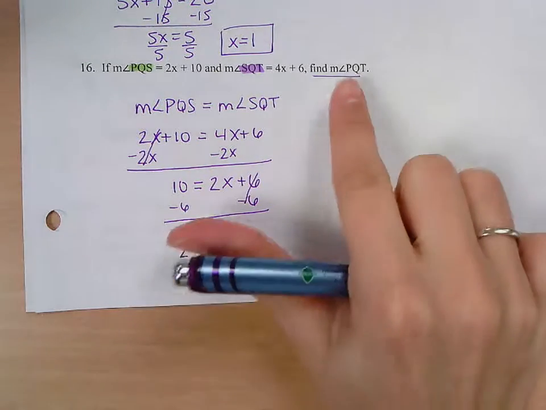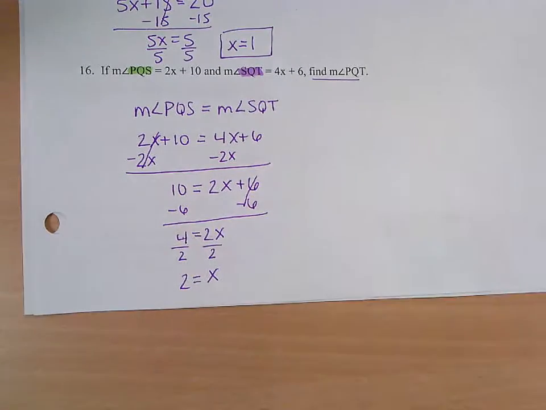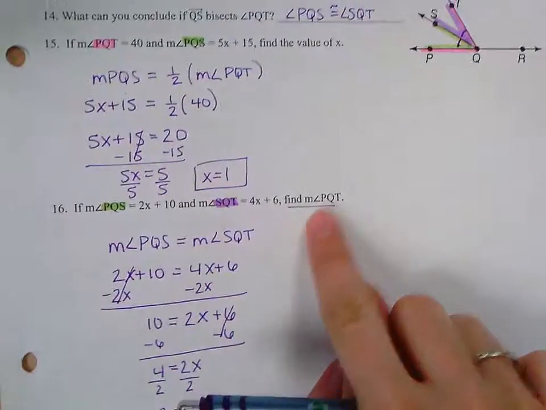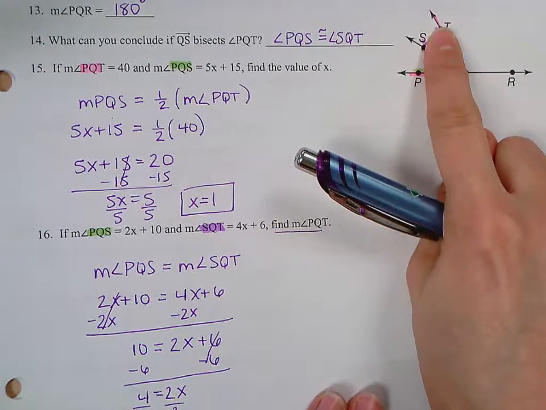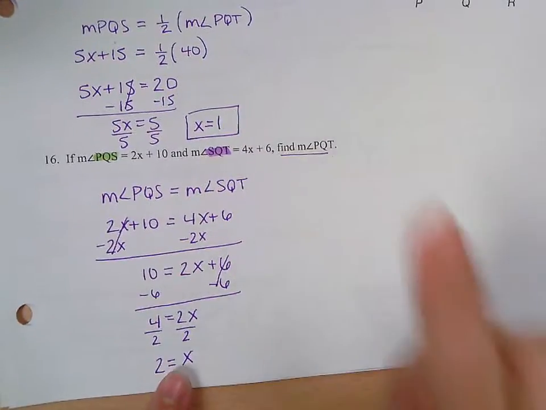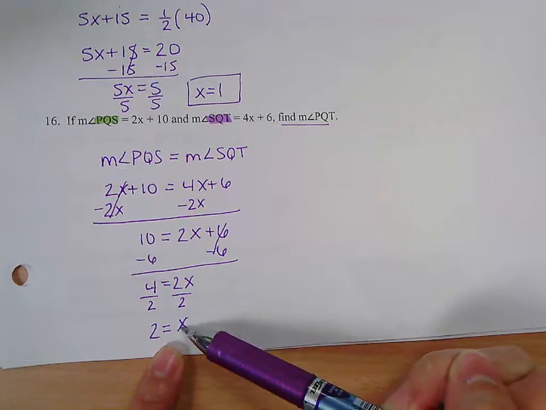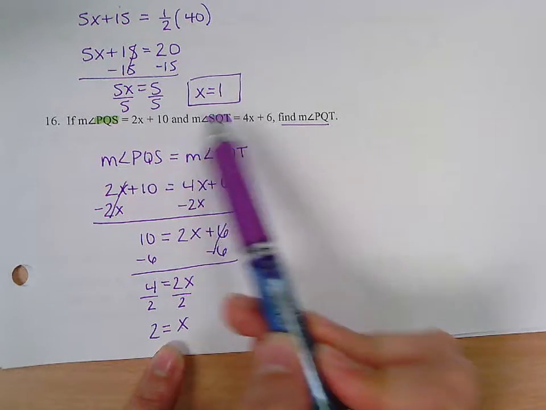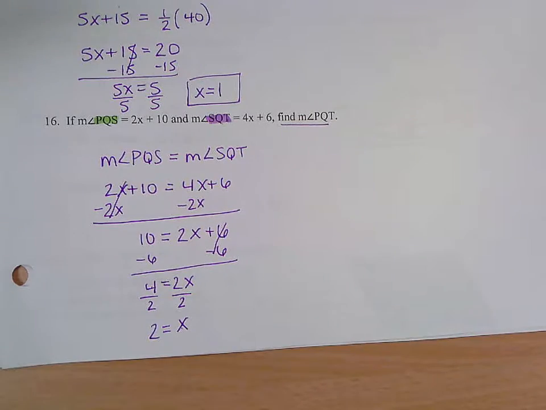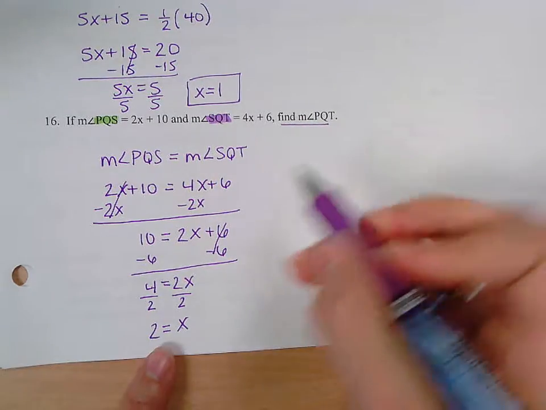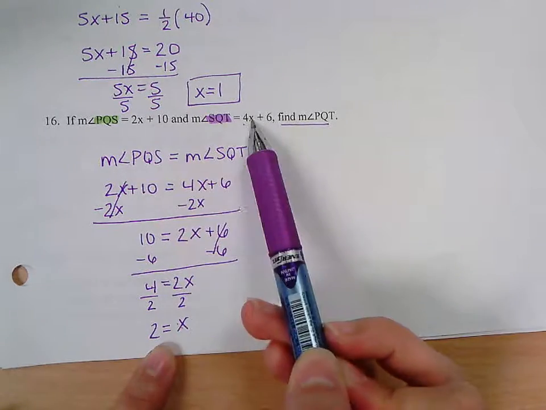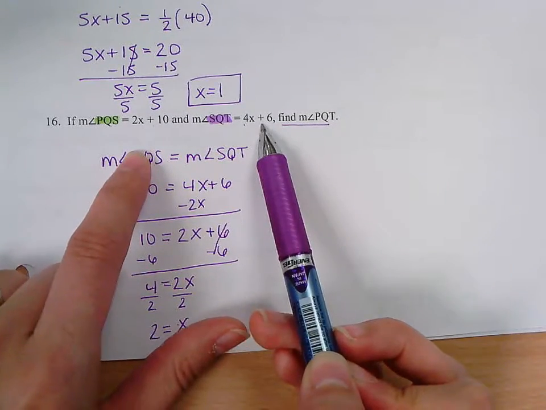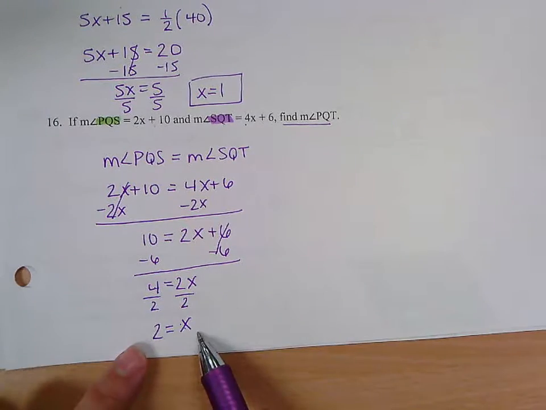This question doesn't want to know what x is. It wants to know what measure of angle PQT is. So looking at PQT, that's the entire angle. So I would have to substitute x back into at least one of these. And this is a way that you could check your answer as well. Knowing that these two should be the same, if I plug x into both of them, I should get the same number when I plug x in. If you don't, that means your x value is wrong.